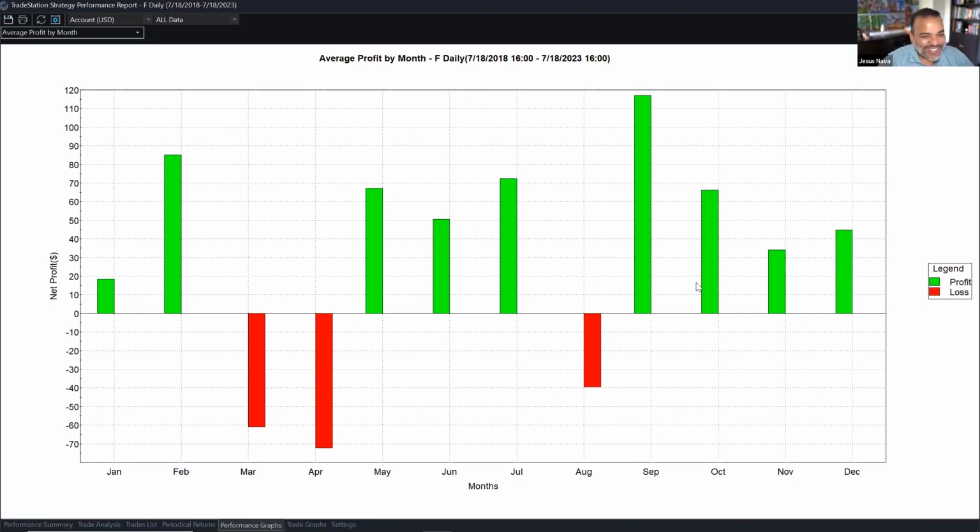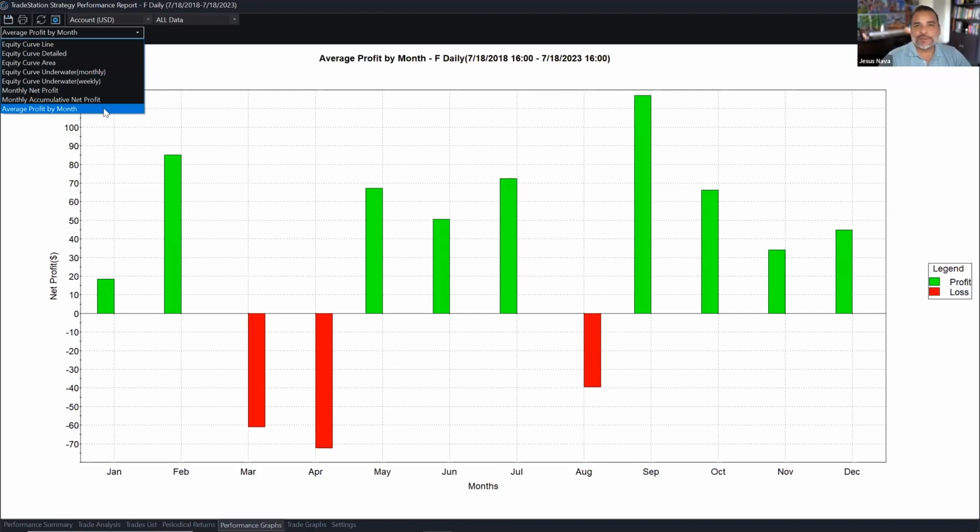All right, so let's go ahead and take a look. These are all my performance graphs. They give you a good sense of what the strategy is doing, not only on a trade by trade basis, but also on a bar by bar basis and on a period basis. We saw monthly reports and we saw weekly reports.